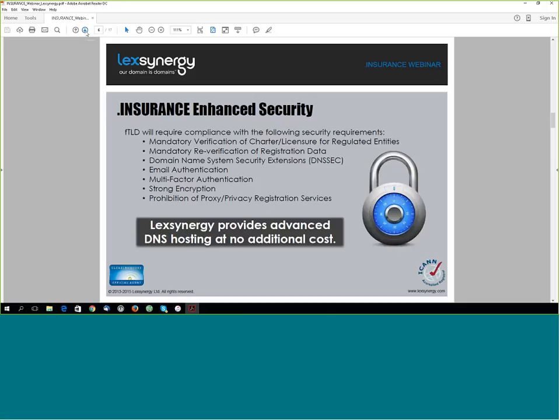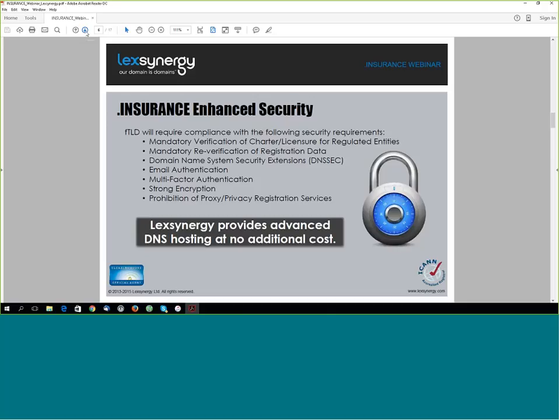And then we have mandatory re-verification of registration data every 2 years or when the domain name is renewed, whichever comes first. So if you register a domain name only for one term or 1 year and you renew annually, there'll be a verification every year, versus if you register a domain name for up to 10 years, then you're going to see re-verification initially and then every 2 years after that until the renewal date comes up.